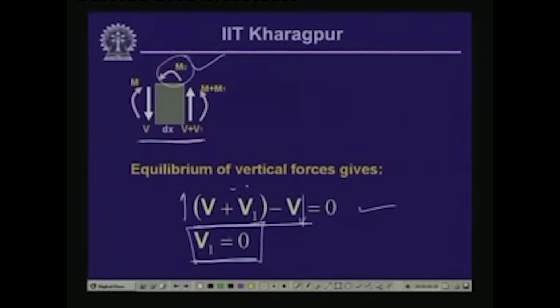That means, in a beam at a point where there is a concentrated moment, it does not affect the shear force. So, there will not be any change in the shear force level when you plot the shear force diagram. Wherever you have the concentrated moment, it does not affect the shear force diagram. So, there will not be any change in the shear force value.